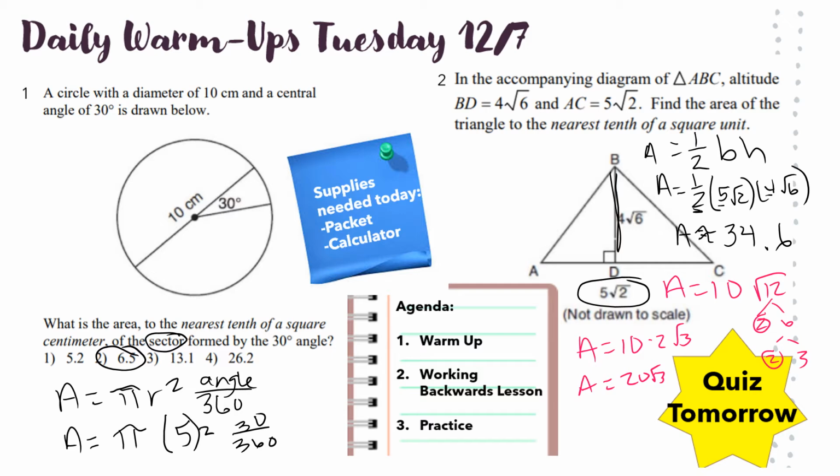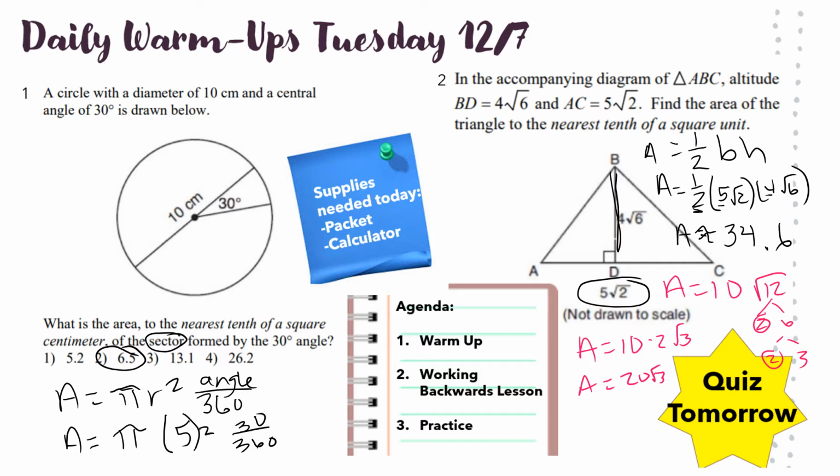So in this case, that's going to be A equals pi. The radius is 5, not 10. And then it is 30 over 360. You type all of that into your calculator, and out pops approximately 6.5. So that is how you do number one.